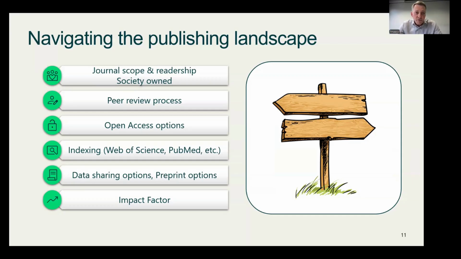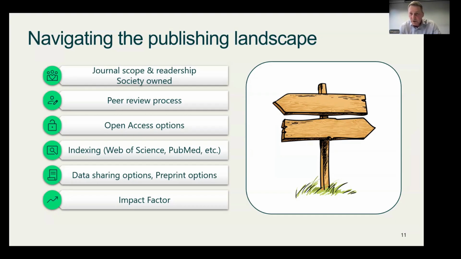Before even writing the paper, it's important to understand the publishing landscape. Different journals serve different communities and purposes. Factors to consider include the journal scope, readership, peer review process, indexing status, open access options, data sharing policies, and overall visibility. So some researchers focus heavily on metrics such as the impact factor, but that should not be the only consideration. The key question is whether the journal reaches the audience that will benefit most from your work.